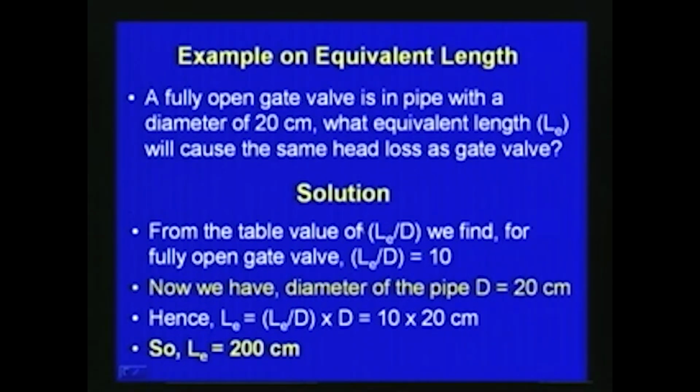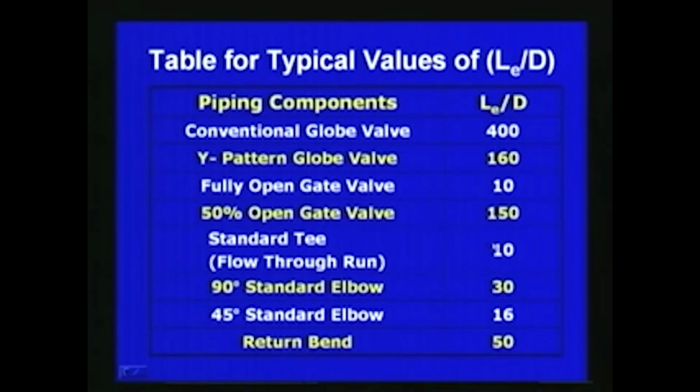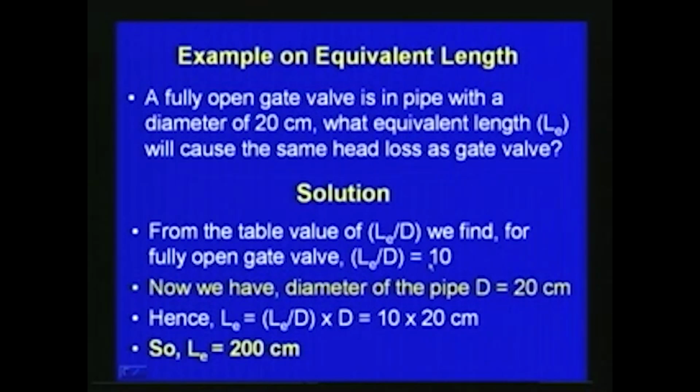From the table you can see that corresponding to this LE by D, for the fully open gate valve it is 10. So, LE by D is equal to 10. Since the diameter is already given as 20 centimeters, the equivalent length will be LE equal to LE by D, which is 10, into D, so 10 into 20 centimeters. That will give the equivalent length as 200 centimeters. So, equivalent to this fully open gate valve, we will have an equivalent length of 200 centimeters of pipe, wherever this fitting is placed in the pipe system.